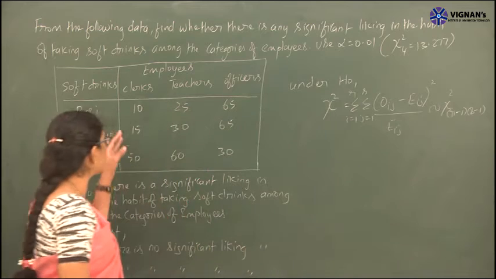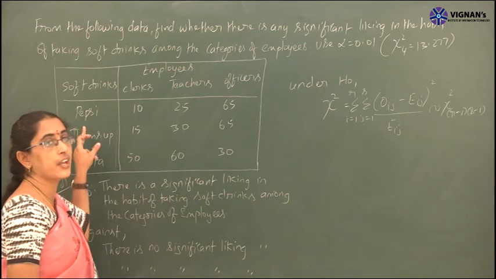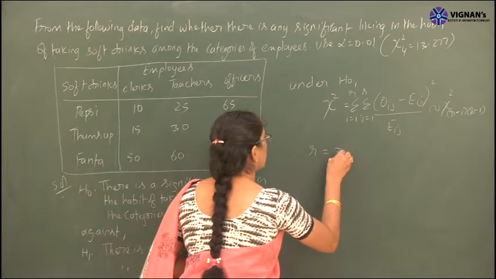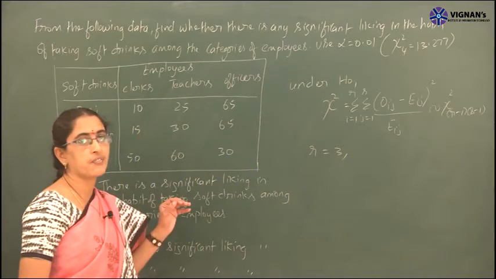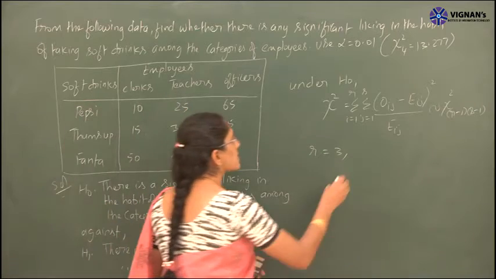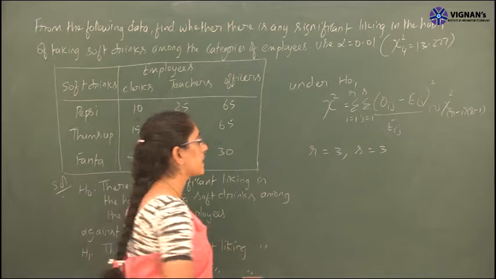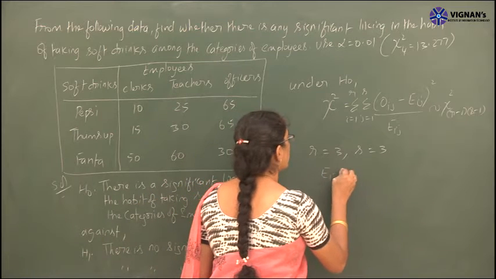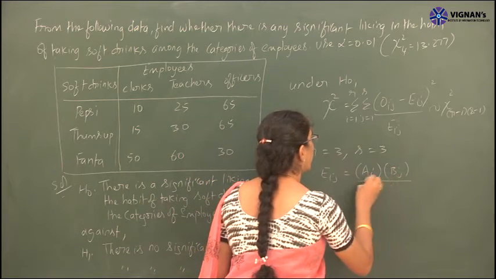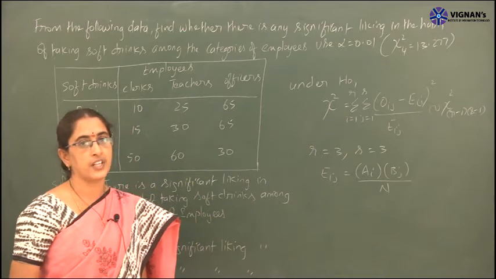So here R means number of rows. We have 3 rows because the soft drinks are classified into Pepsi, Thumbs Up and Fanta. Similarly, the categories of employees are classified into clerks, teachers and officers. So S is also equal to 3 here. Now we have to obtain the expected frequency by using the formula Ai into Bj by capital N, where N is nothing but the total frequency.